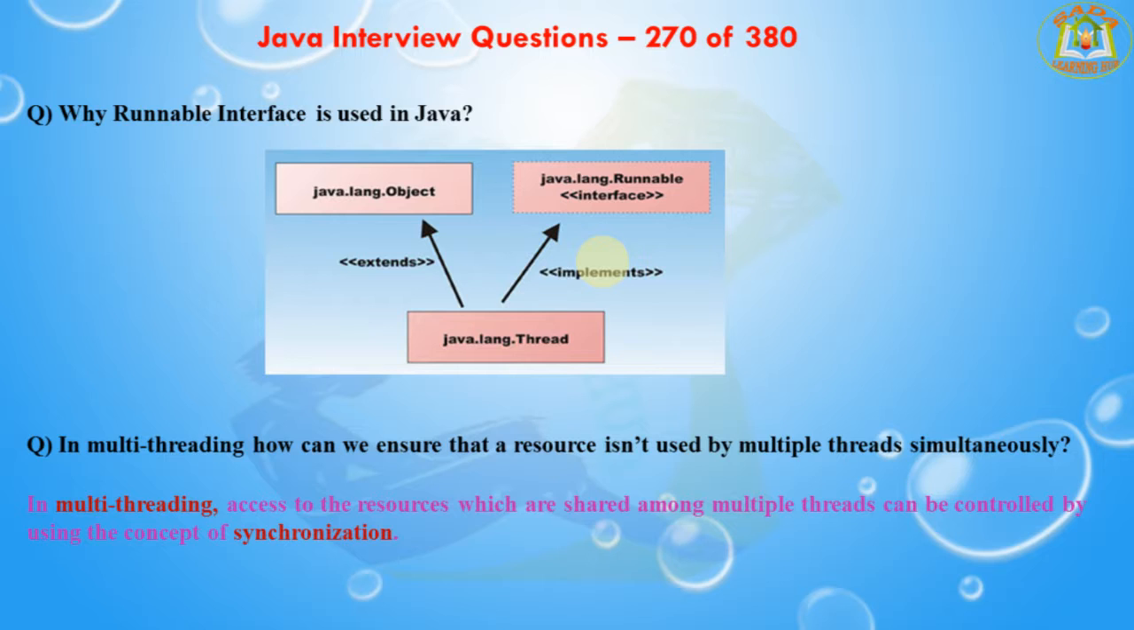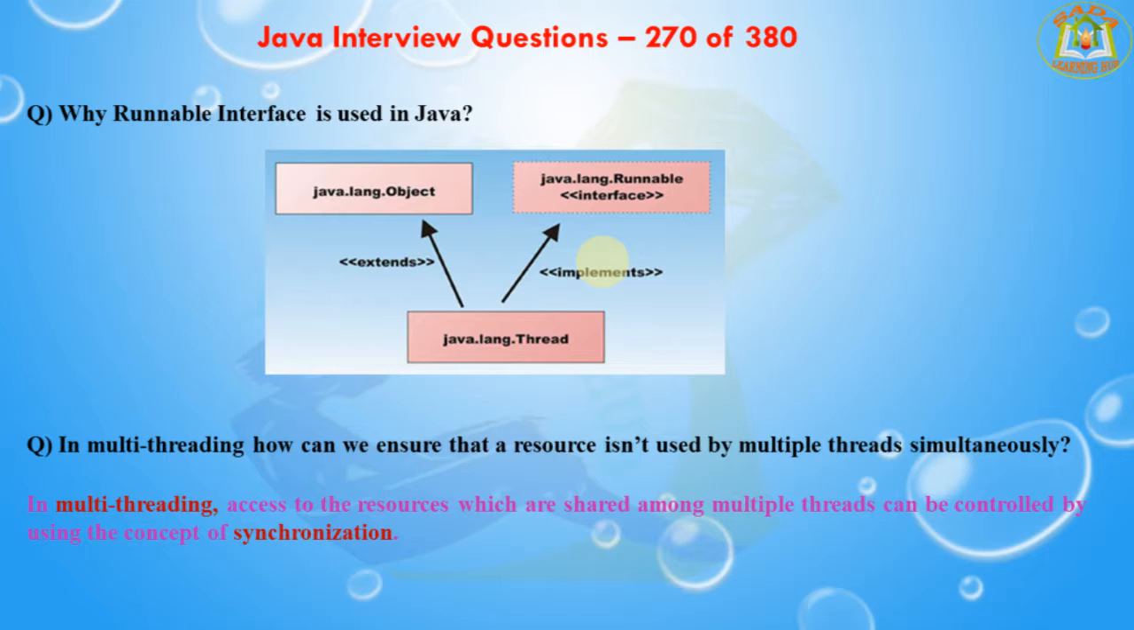The next question is, in multi-threading, how can we ensure that a resource is not used by multiple threads simultaneously?